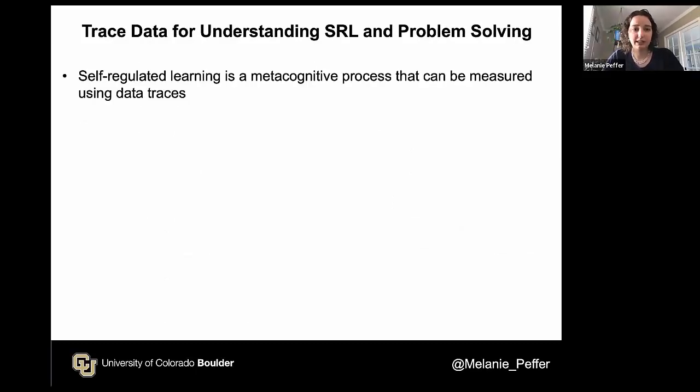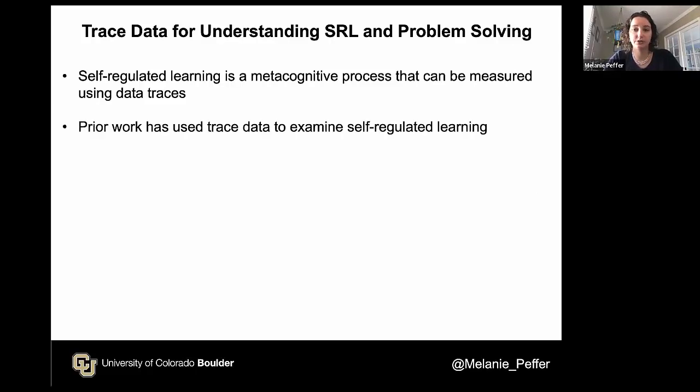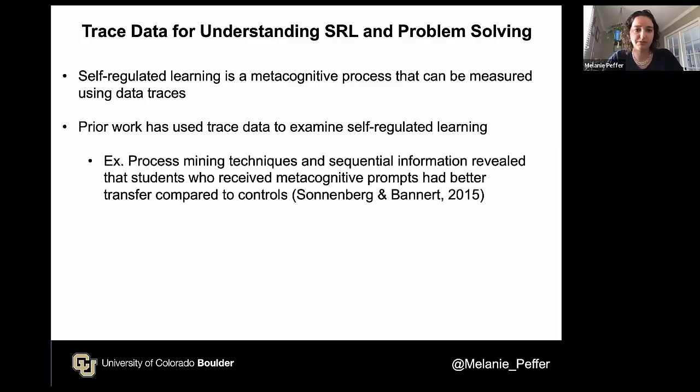So self-regulated learning is a metacognitive process that can be measured using data traces. And so prior work has used trace data to examine self-regulated learning. So I just picked two examples from the field. In the first example, the authors used process mining techniques and sequential information to see that students who received metacognitive prompts during the activity had better transfer compared to controls.